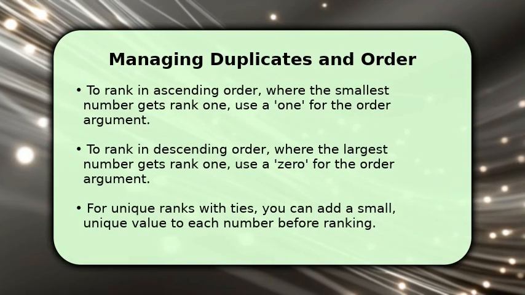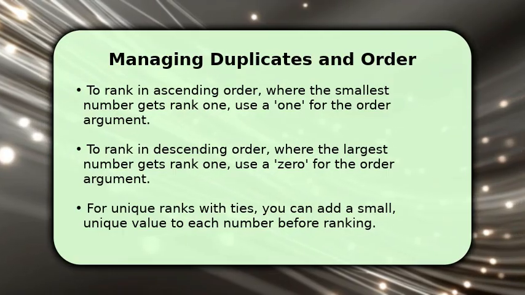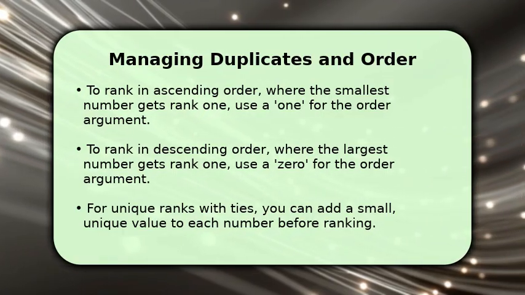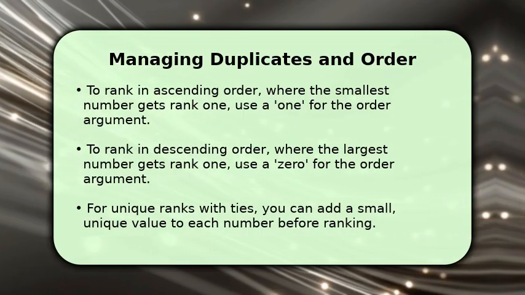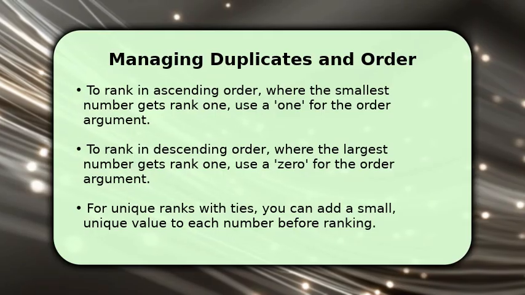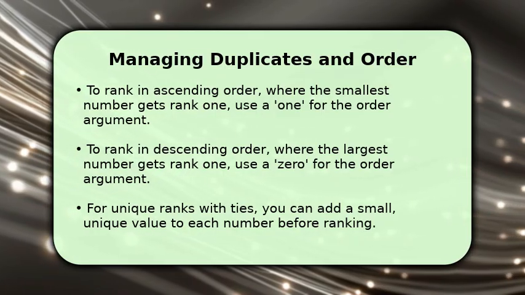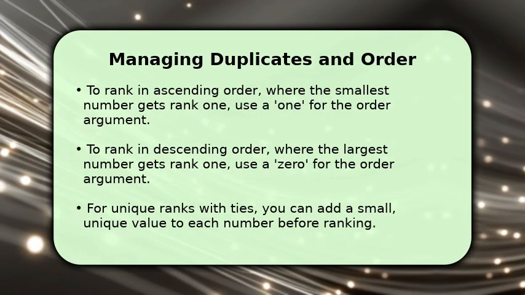Understanding the order argument is crucial for accurate ranking. A 0 or omitting the argument ranks values in descending order, meaning the largest number receives rank 1. Conversely, a 1 ranks values in ascending order, giving the smallest number rank 1.